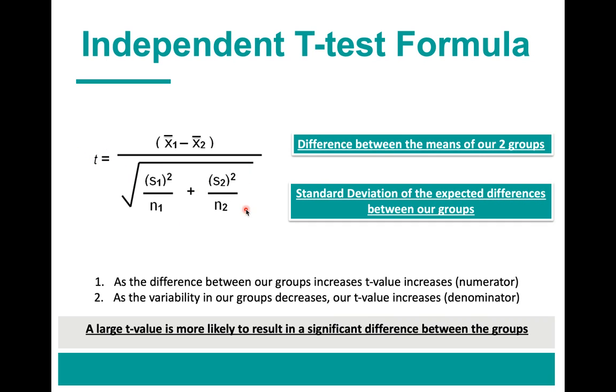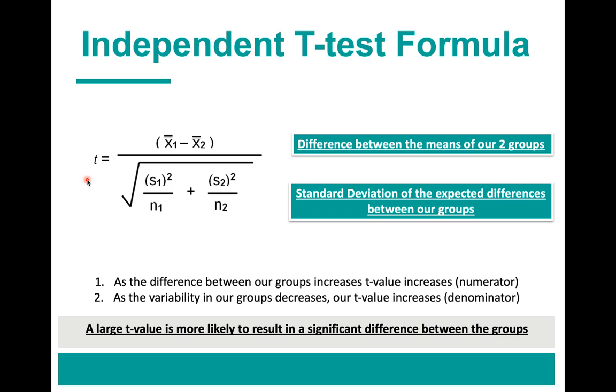Now, if our denominator is small, meaning that there's a small amount of expected variability between the groups, then the t-value also gets bigger, right? 10 over 1 is 10. 10 over 10 is 1. 10 over 100 is 0.1, right? So the bigger the numerator, the bigger the t-value. The smaller the denominator, the bigger the t-value.